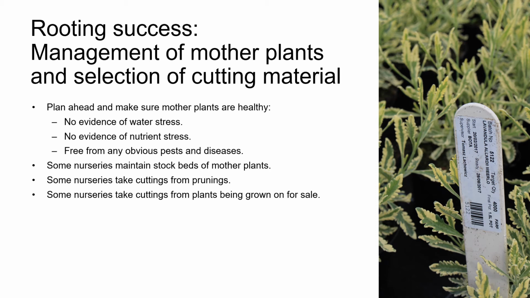Nurseries that are growing trees and shrubs for mail order have to maintain their plants at specific heights so they fit in the mail order boxes. These prunings can be used for cuttings if they're the right size, the right age, and if it's the right season for taking cuttings of that particular plant.